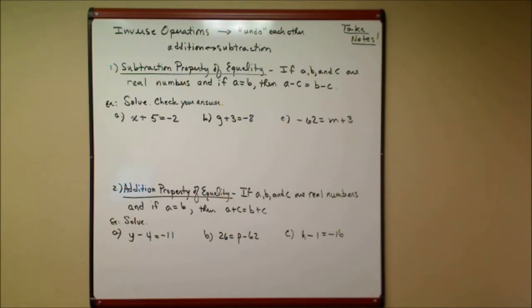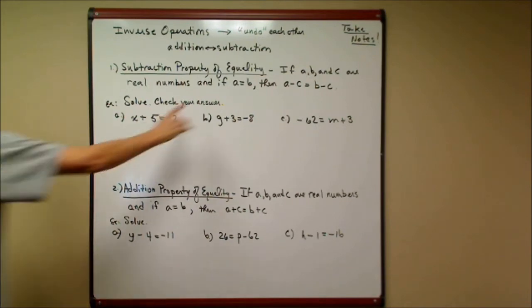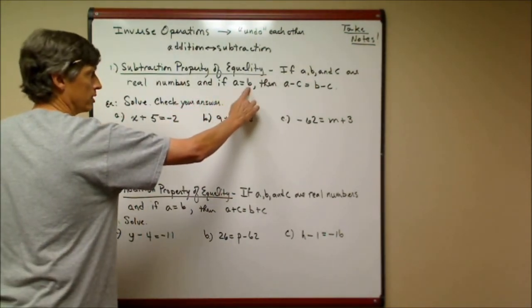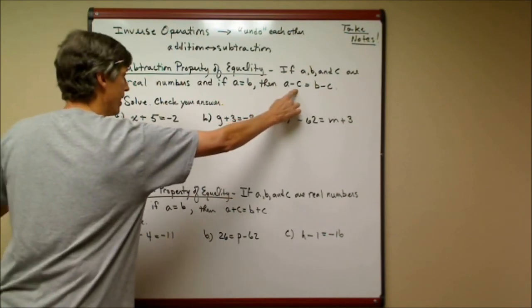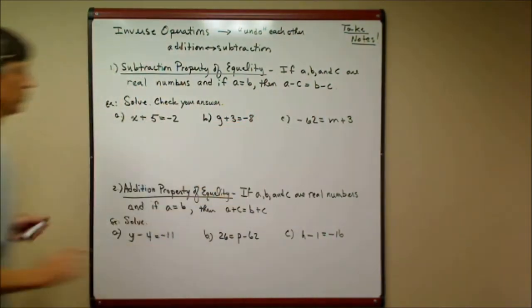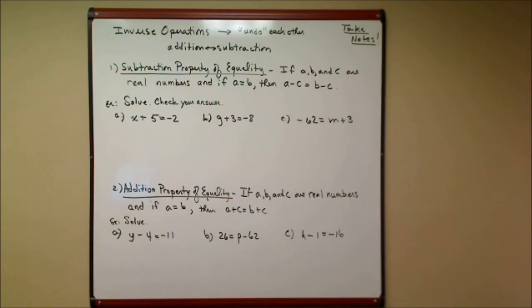They undo one another. So the first property we're going to look at is called the subtraction property of equality. Very important. It says if A, B, and C are real numbers and if A equals B, so this part is given, that this is equal to this. We don't know what the numbers are, but we have equality. Then A minus C equals B minus C, which is saying that if you have equality and you subtract the same amount from each side, you still have equality.